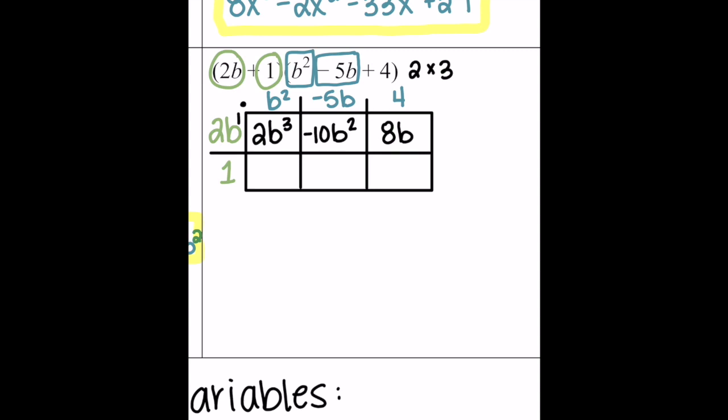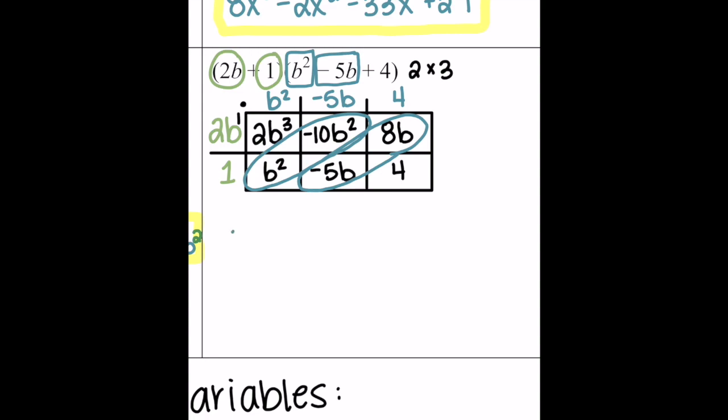Moving on to the second row. 1 times b squared is just 1b squared. 1 times negative 5b is negative 5b. And 1 times 4 is 4. Now we want to look at our like terms. So in our diagonals, we can see we have b squareds, and then we have just the plain old b's.